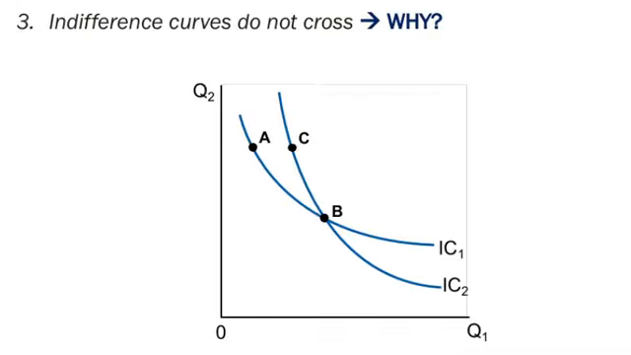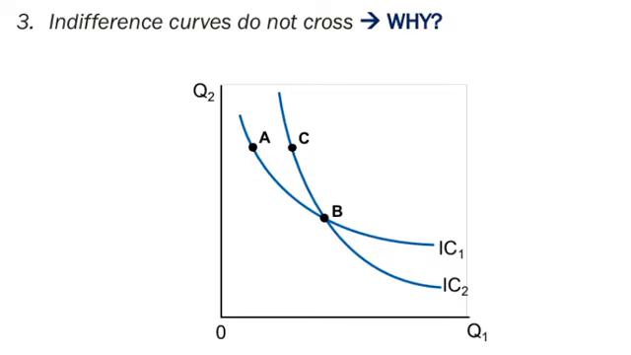I'm going to explain why this is the case by contradicting myself. So let's just draw them so that they do cross, and let's see why intuition just entirely falls apart. Okay, first of all, let's look at indifference curve 1. On indifference curve 1 are 2 dots, A and B.